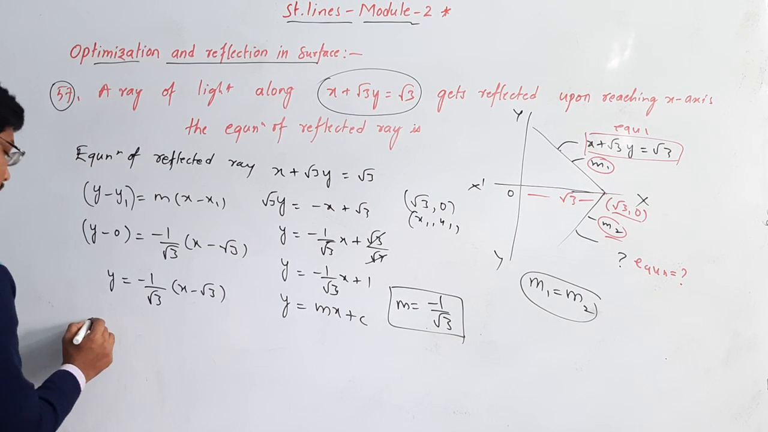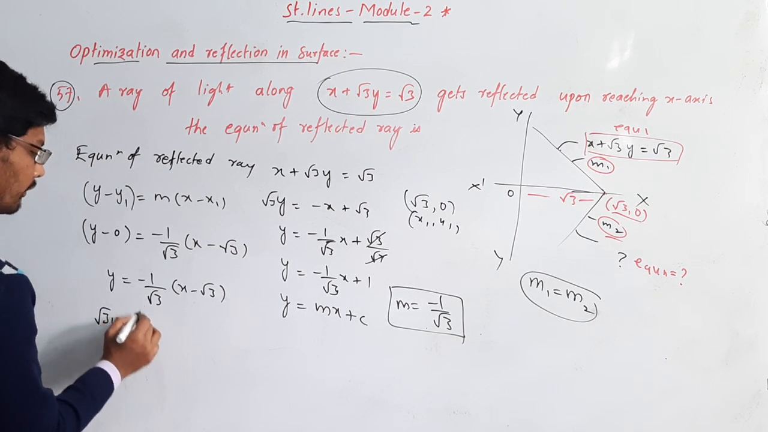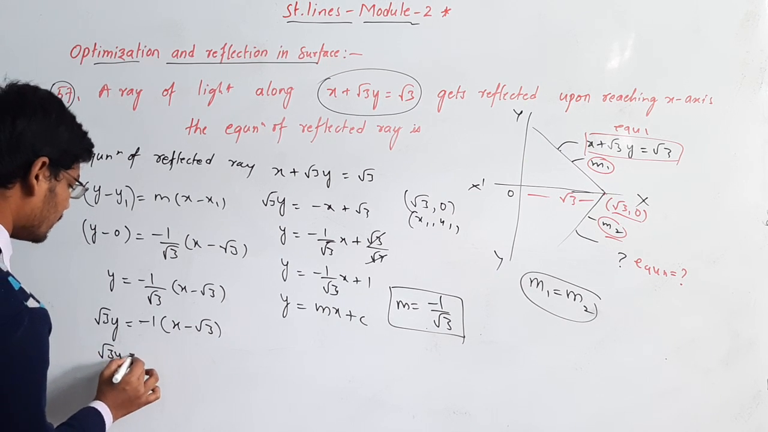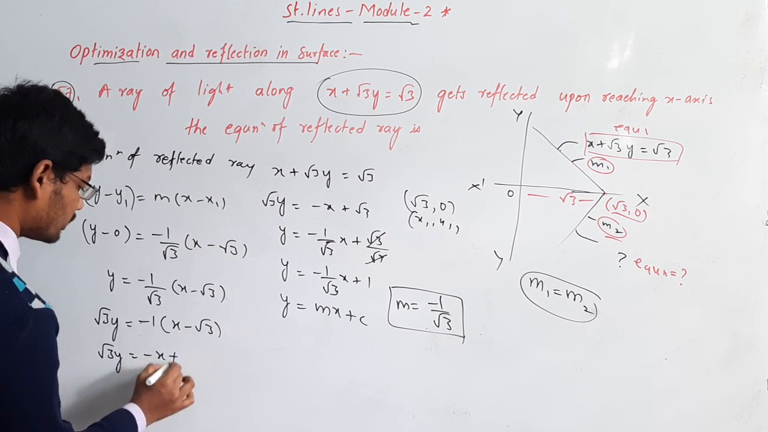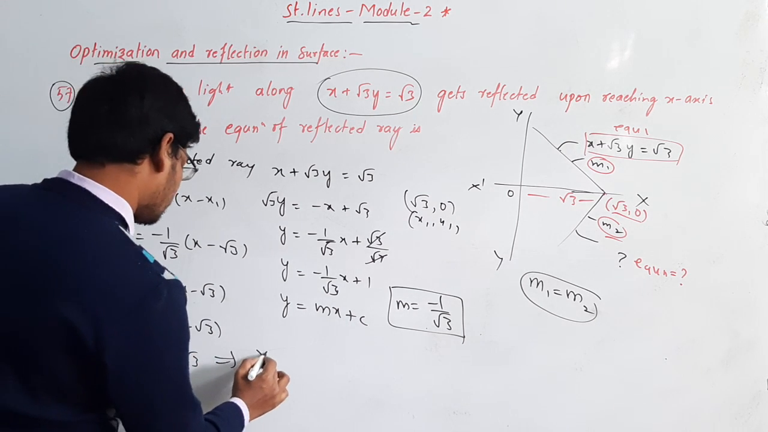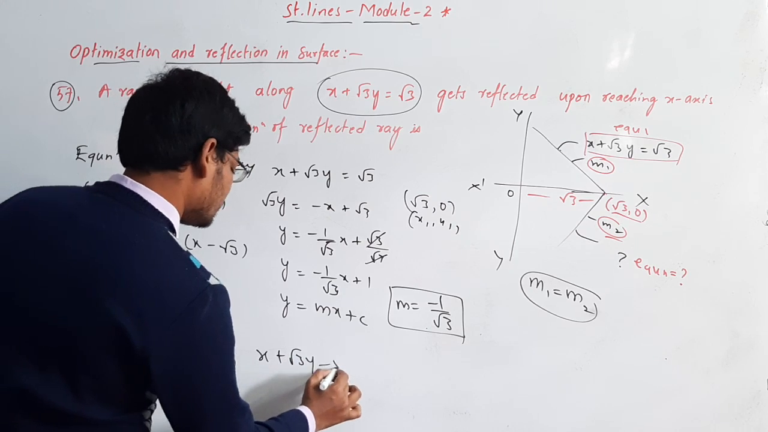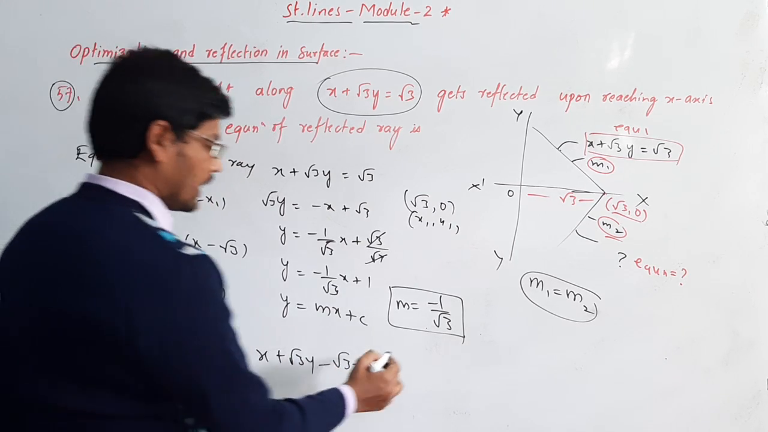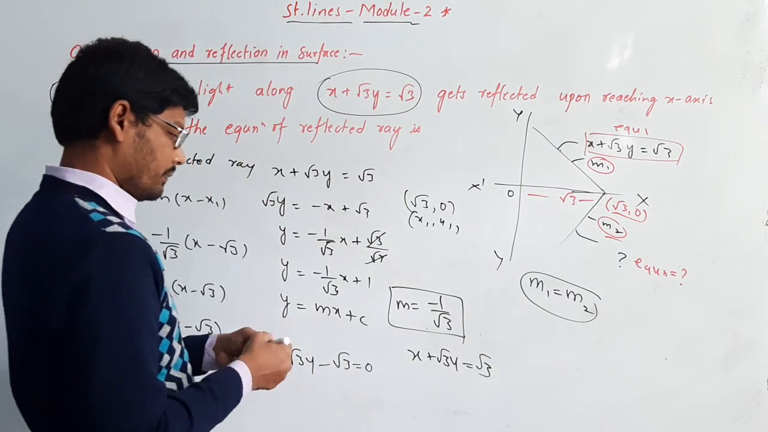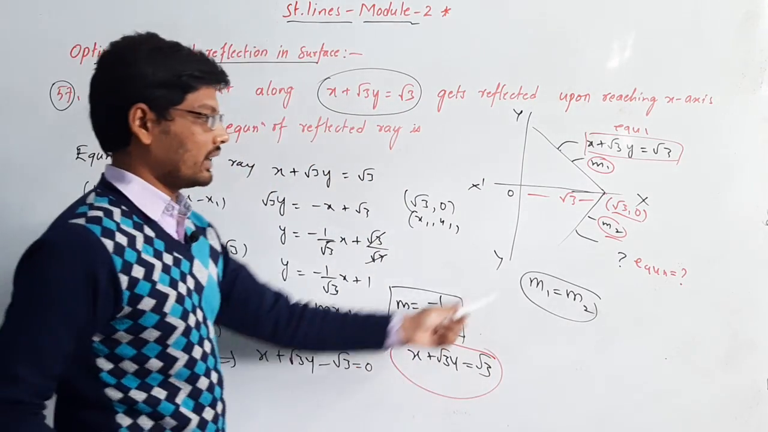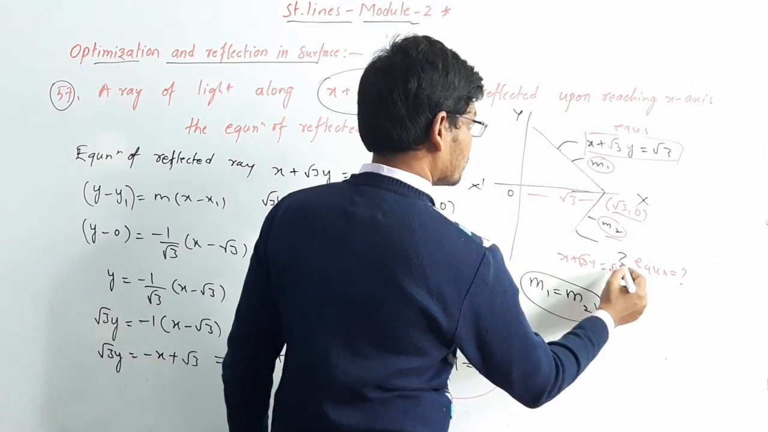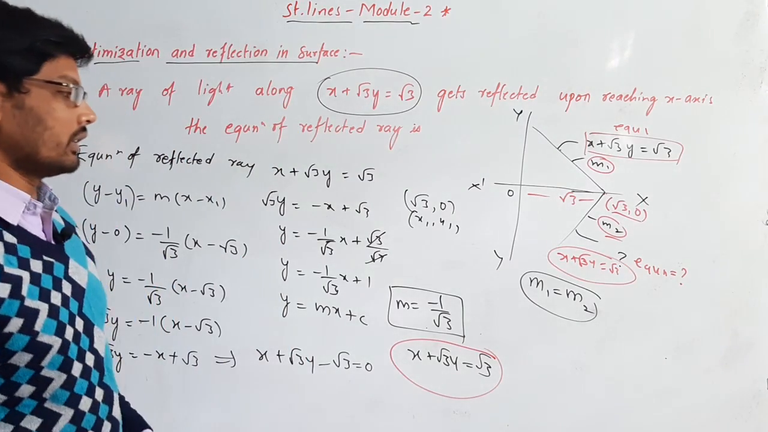If you multiply by root 3, root 3y is equal to minus 1 into x minus root 3, and minus into minus becomes plus root 3. Let's bring all the terms to one side. So x plus root 3y minus root 3 is equal to 0. Otherwise we can write x plus root 3y is equal to root 3. This is the equation of the reflected ray.